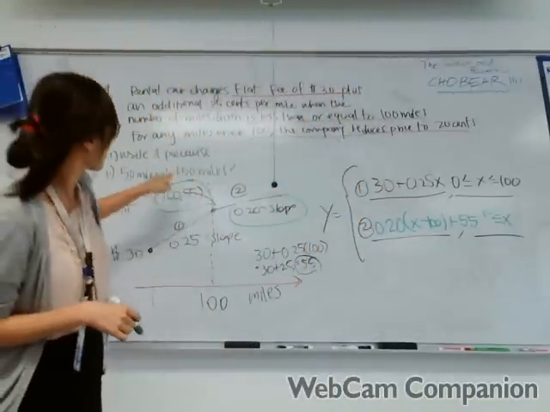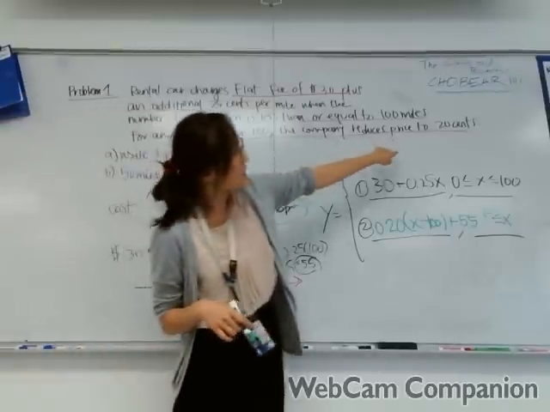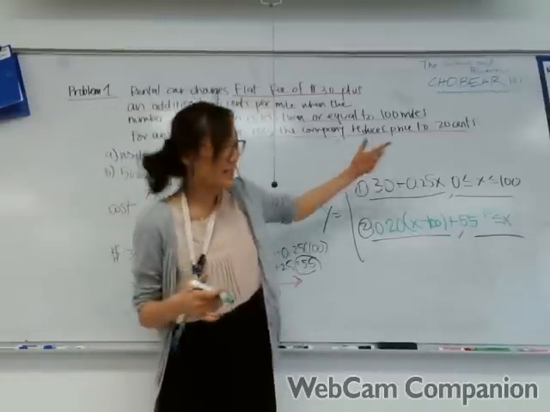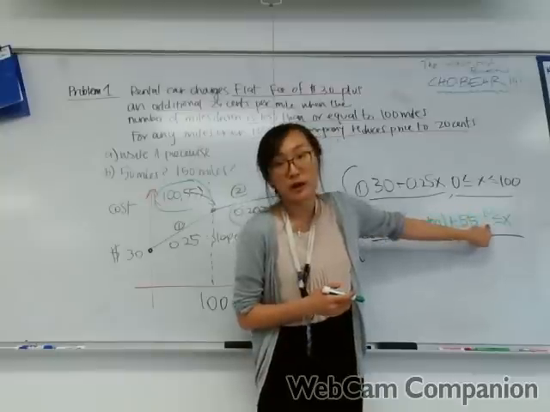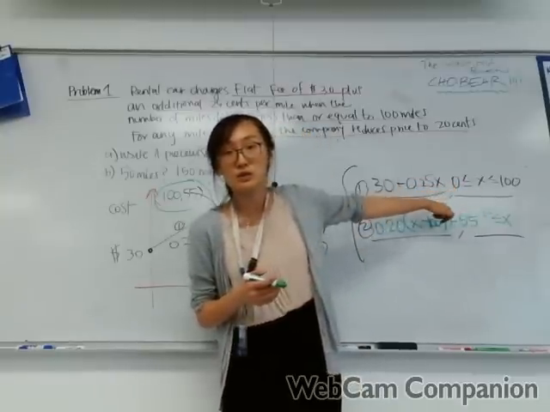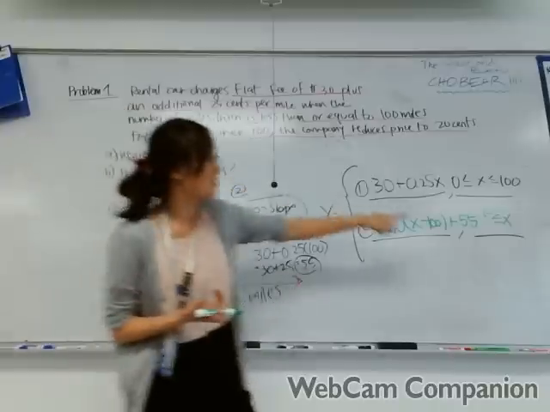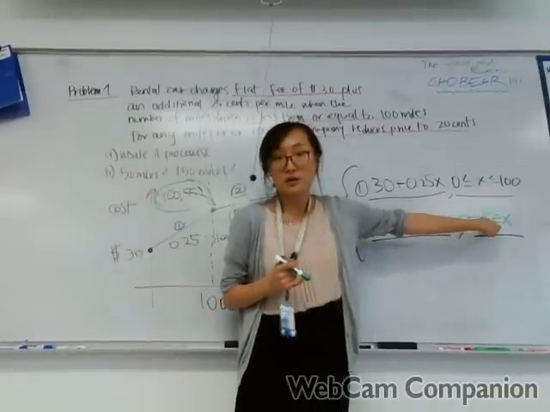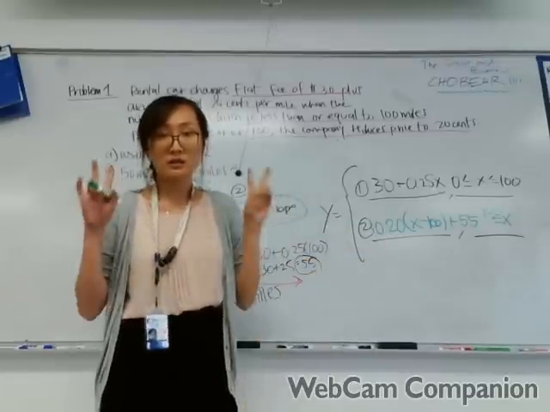And to find the answer for when it's 50 miles, I have to see which piece to use. Well, 50 is the x value, and it's not greater than 100, so I'm going to plug it into the first equation. For 150 miles, the domain restriction is greater than 100, so I'm going to plug it into the second equation, and then I can figure out the answers from there. Okay? Good luck.